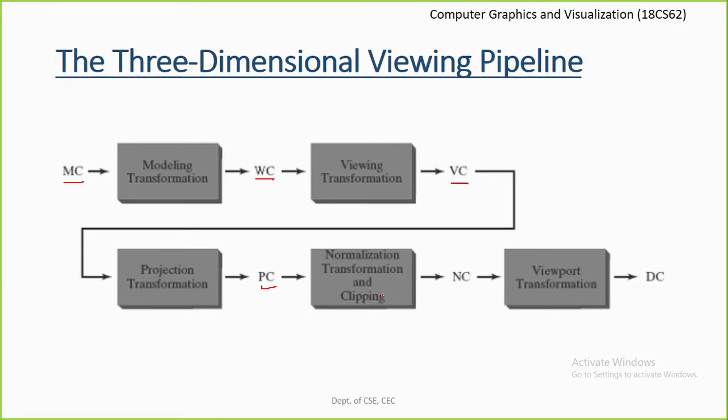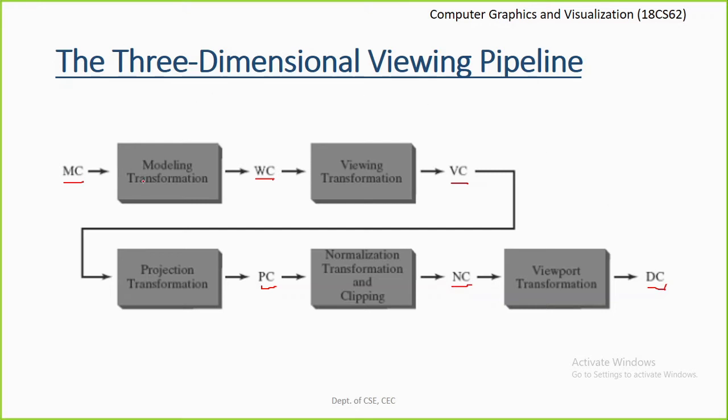So after applying this normalization transformation, the projection coordinates will be converted to the normalized coordinates. And to these normalized coordinates, we are going to apply the viewport transformation, which is going to convert these normalized coordinates to the device coordinates. So these are the sequence of transformations which are a part of the 3D viewing pipeline.